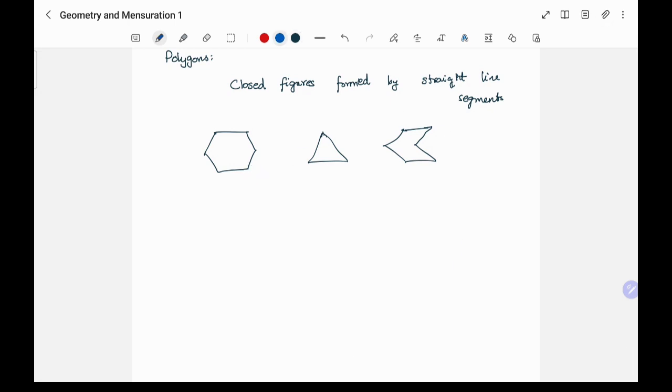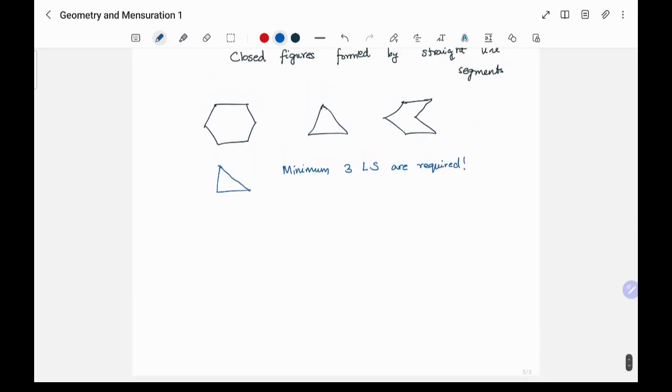So minimum how many line segments do you need to create a polygon? With 2 line segments, can you create a polygon? No, right? So minimum you need 3 to form a polygon. So minimum 3 line segments are required.